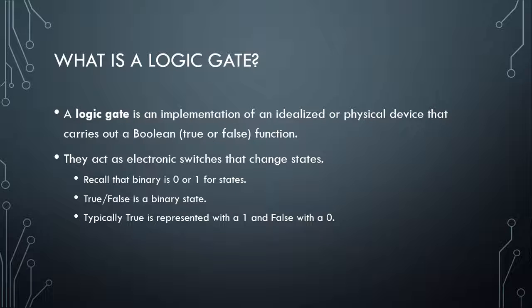Now, logic gates typically will act as electronic switches that change states. So recall, if you will, that binary was a state of 0 or 1. We used 0 for a low voltage state and 1 for a high voltage state. True false, which is what we're going to be dealing with here with logic gates, is a binary state. Typically, we'll represent true with a 1, and we're going to represent false with a 0.